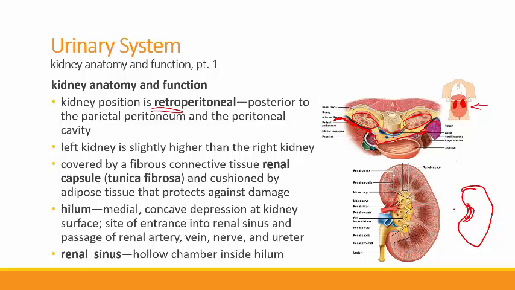So if you slice the kidney longitudinally, then you get this sort of image here, and you would notice that there's a hollow area central in the kidney, and that area is referred to as the renal sinus. Remember, a sinus is a cavity. Generally we think about sinuses being in bones, but any cavity could be referred to as a sinus that way.